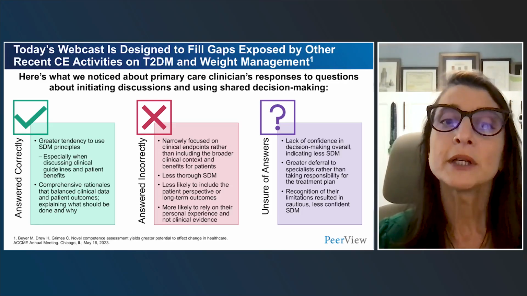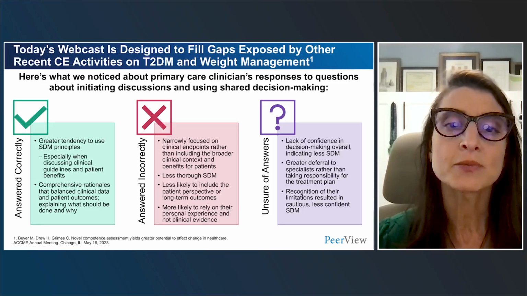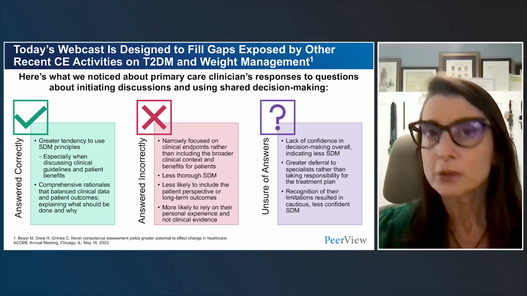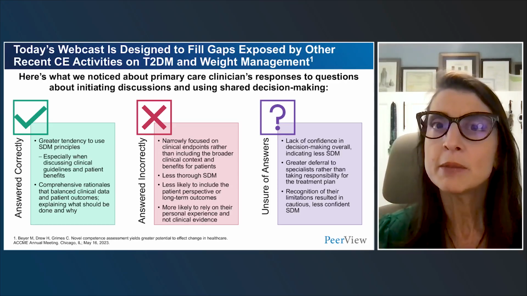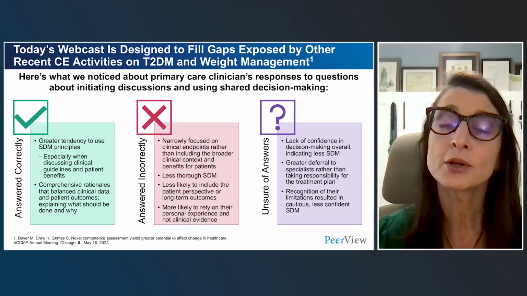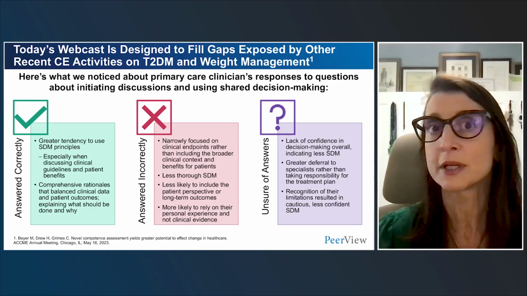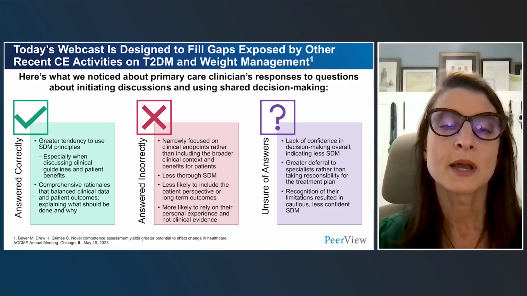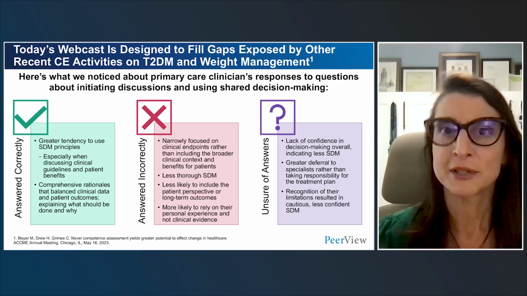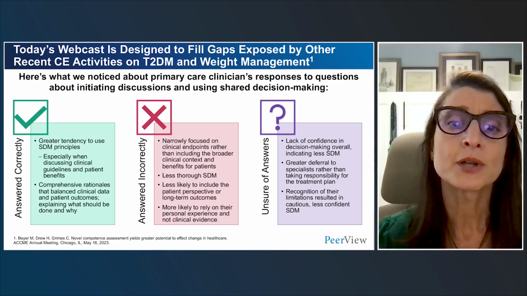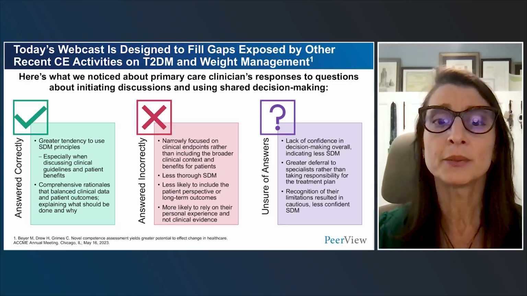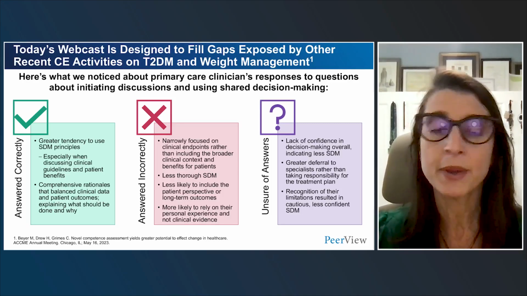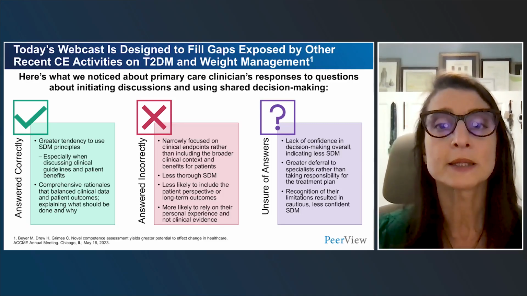For instance, some answers were narrowly focused on clinical endpoints rather than the broader clinical context. For instance, you're looking at their hemoglobin A1C, and maybe you weren't realizing that a medication could also be really good to reduce the risk for a heart event or for heart failure, something along those lines. You really weren't using shared decision making all that much, and you're more likely to rely on personal experience rather than the clinical evidence or the science-backed evidence that we use when we're practicing.